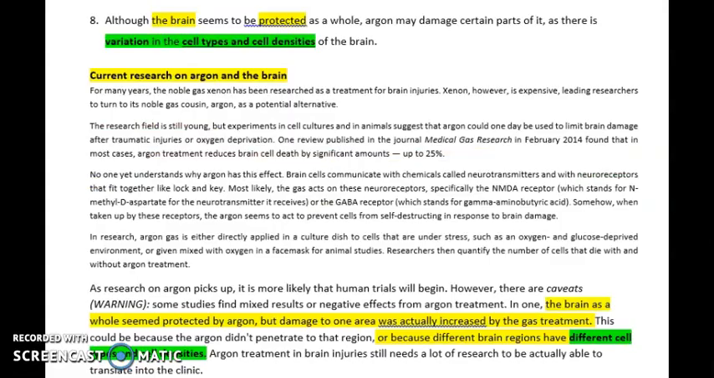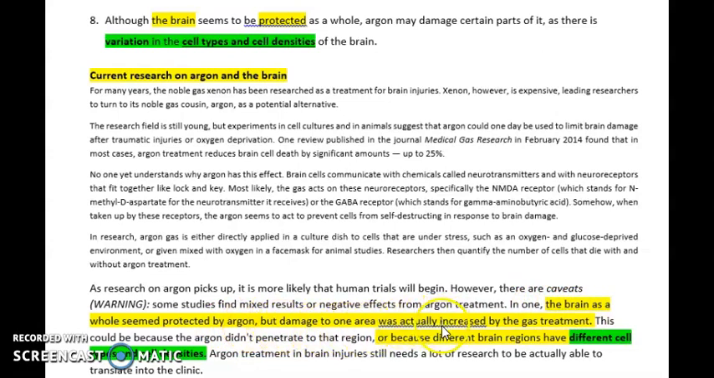So the final question is 8, and it's about the brain and argon. In the reading text, we have a part titled Current Research on Argon and the Brain. So this is where the answer should be. The question says the brain seems to be protected as a whole. Here in the reading, we have the same idea. The brain as a whole seemed protected by argon, but some damage was done.